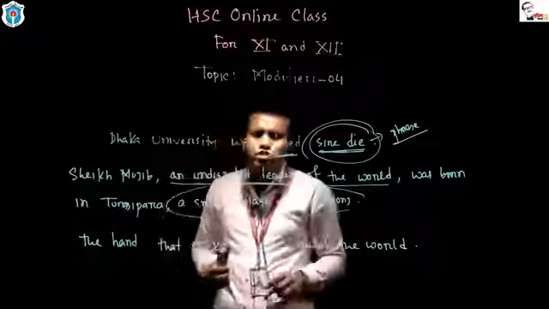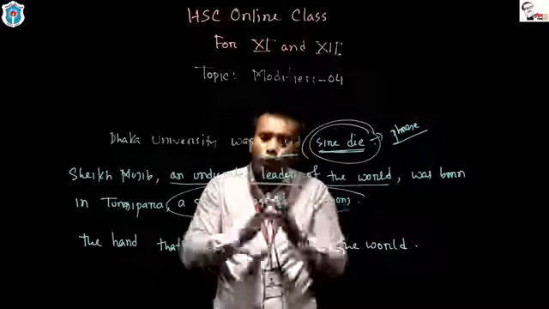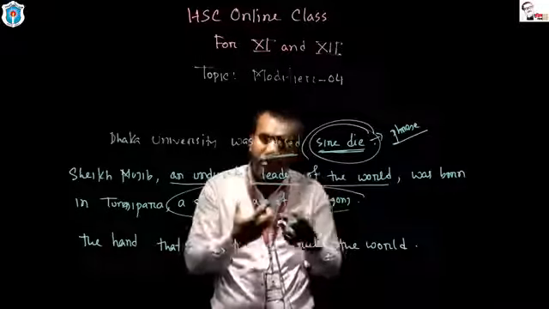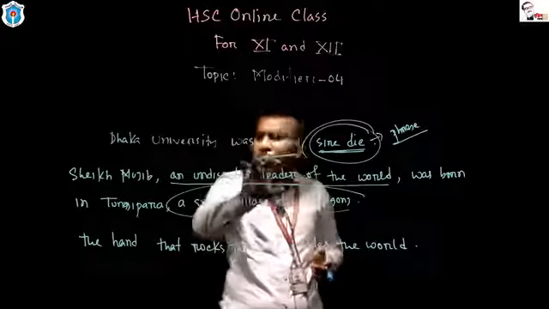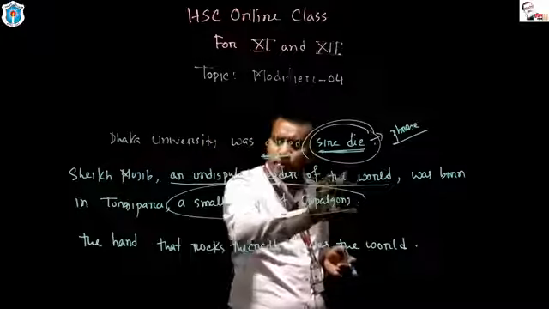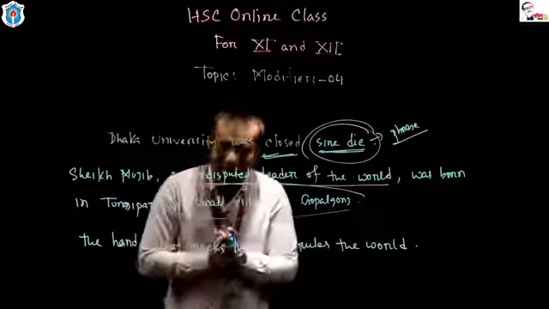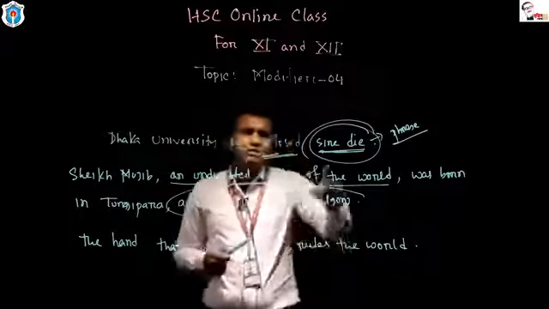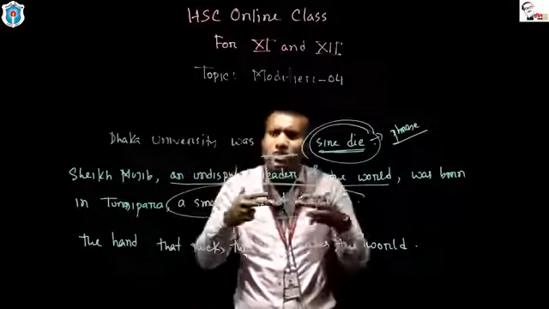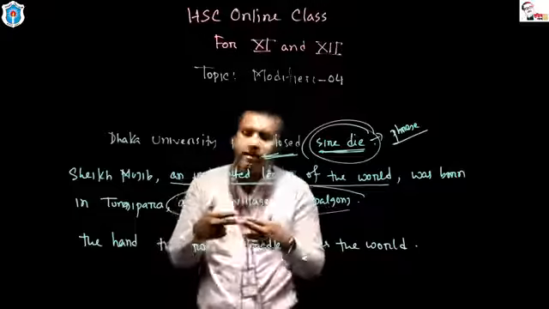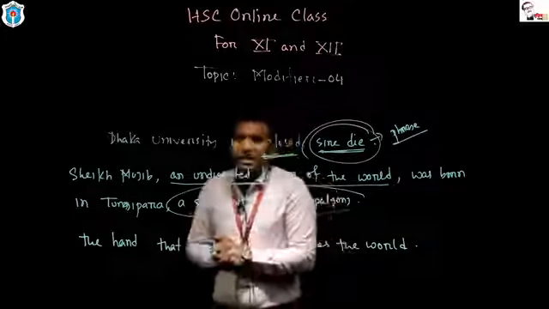Actually, these two parts are called appositives. We will show you what an appositive is in our next classes. So dear students, an undisputed leader of the world modifies Sheikh Mujib. A small village of Gopalganj modifies Tungipara. So these two parts have become modifiers. From the first sentence, we have got one phrase that modifies any other part of the sentence. From the second sentence, we have got another two phrases that modify other parts of the sentence.